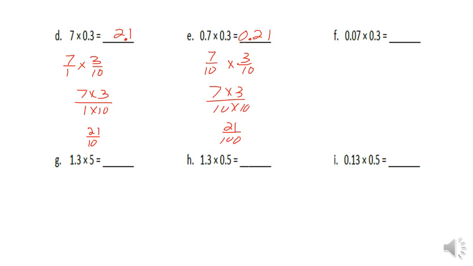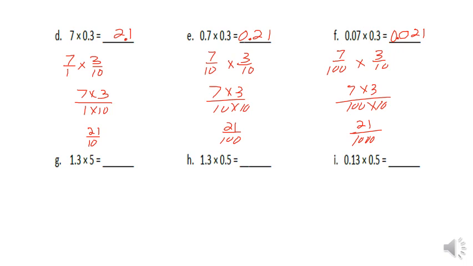On F, we have 7 hundredths times 3 tenths, which equals 7 times 3 over 100 times 10, which equals 21 thousandths. And the 1 has to go into thousandths, so I have to put another 0 in there, and we end up with 21 thousandths.